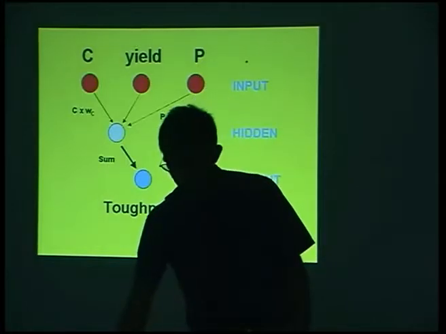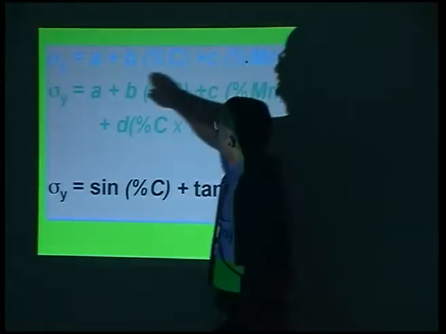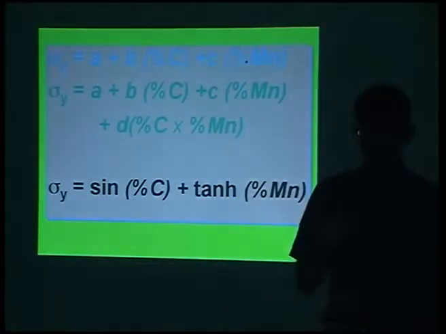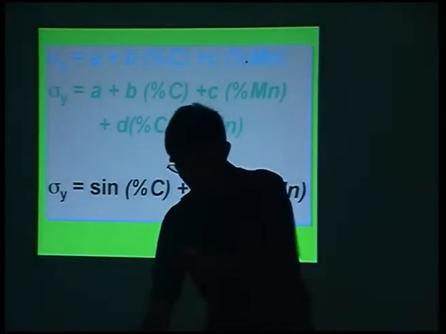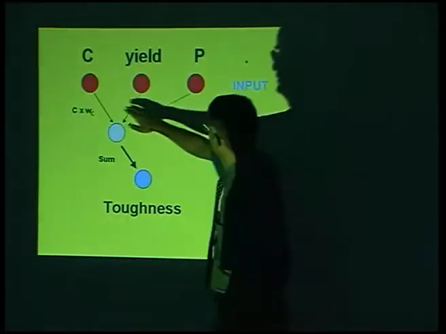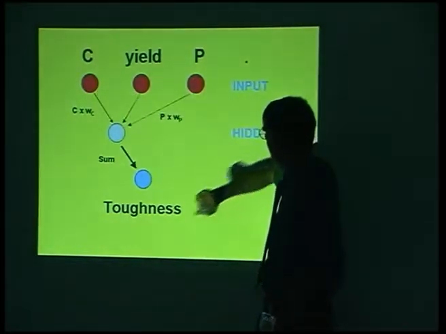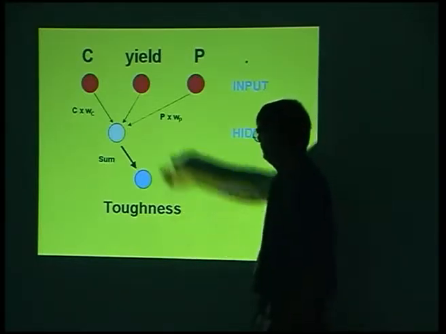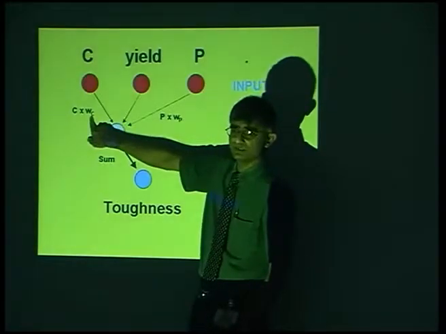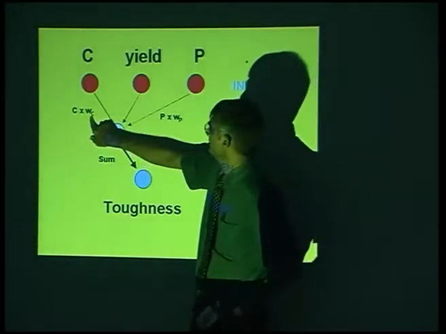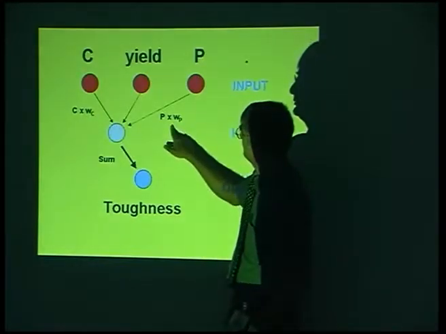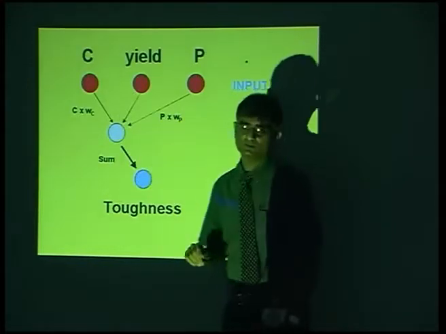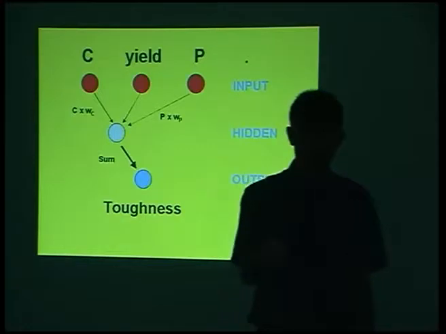Okay? So I'm going to start with the first equation here, simple linear regression, and express that equation using pictures instead of using this linear equation. Okay? So I have these inputs: carbon, the yield strength, and phosphorus content, and I want to predict the toughness. So in regression analysis, what I do is I take the carbon, I multiply it by a weight, a coefficient. Okay? Similarly, I take the phosphorus, multiply it by a coefficient, yield strength multiplied by a coefficient, chosen at random, add them up, and get a value of toughness which will be wrong because those coefficients were chosen randomly.